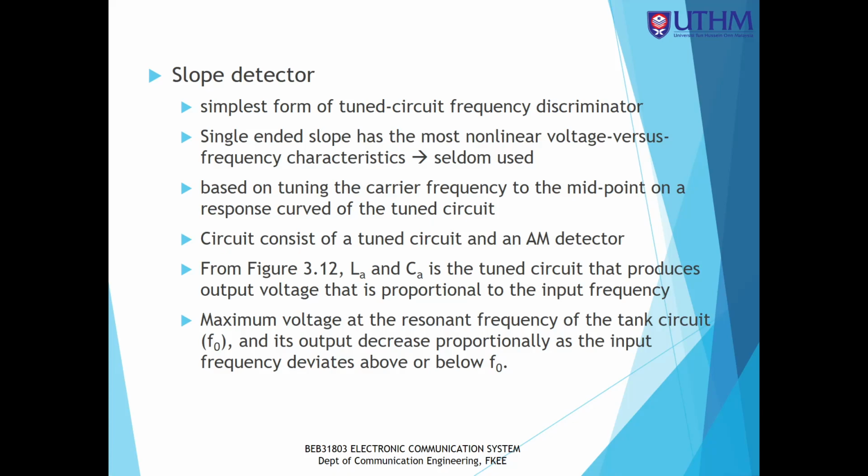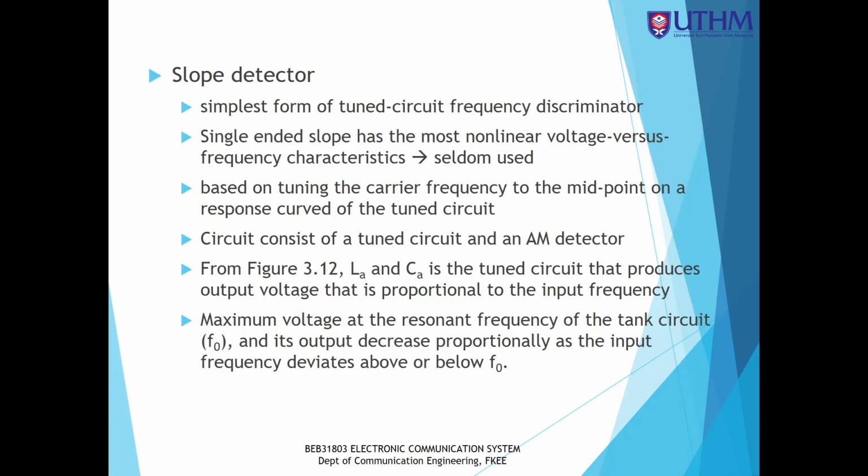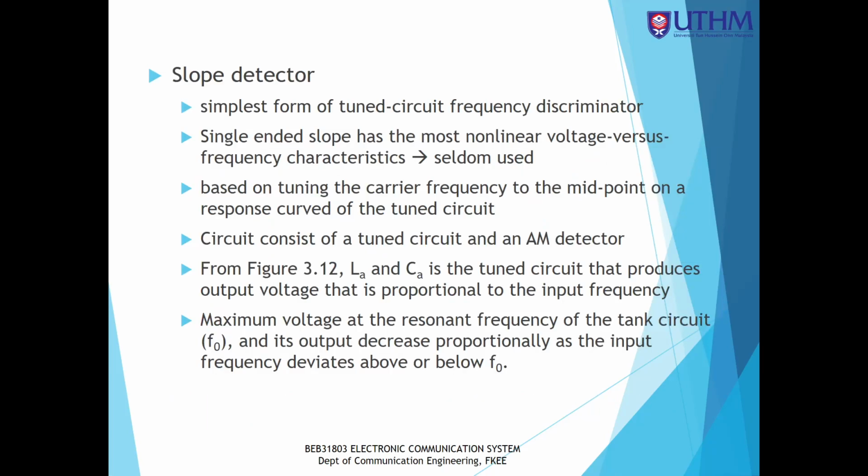So the slope detector. Okay. So what is this? So previously we looked from the broad perspective of receiver. Okay. Now we want to see the process inside the demodulator, this part. Okay. So there are many types of demodulator. The first one is the slope detector. This is a simple circuit of slope detector. The most simple demodulator circuit is this one, a slope detector.